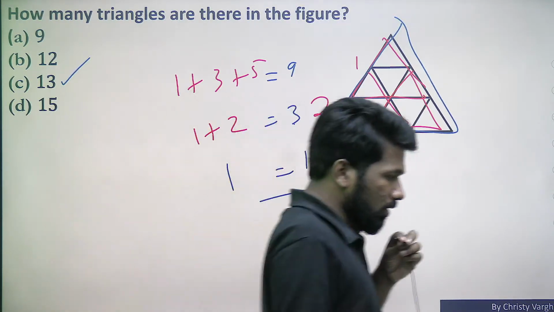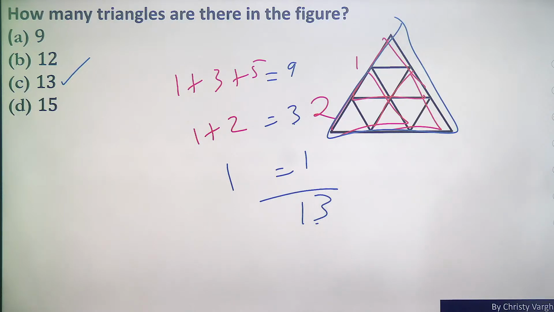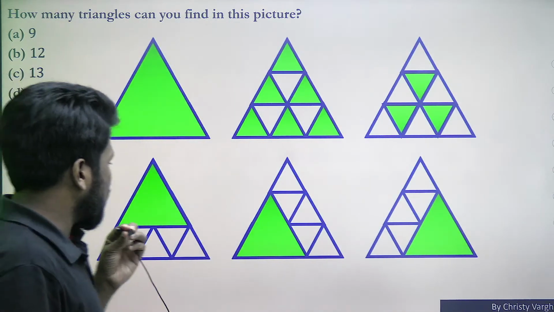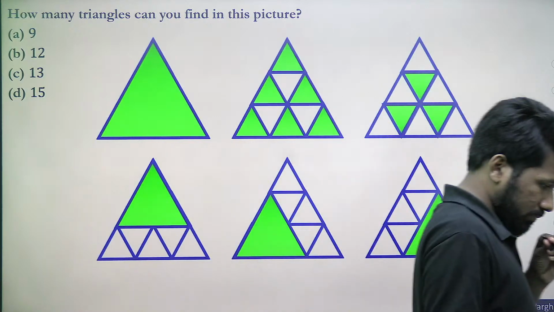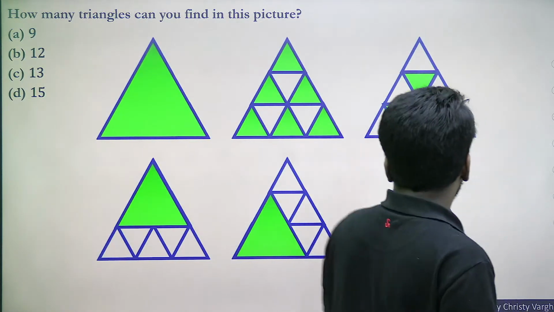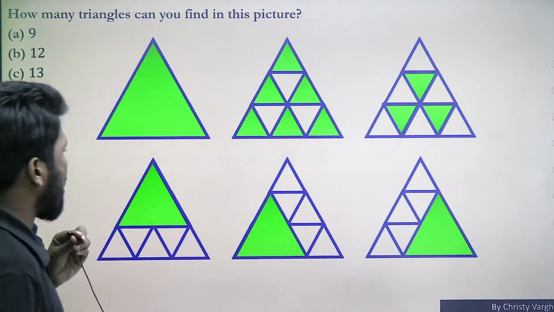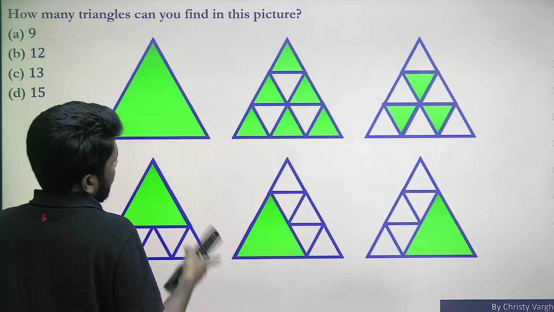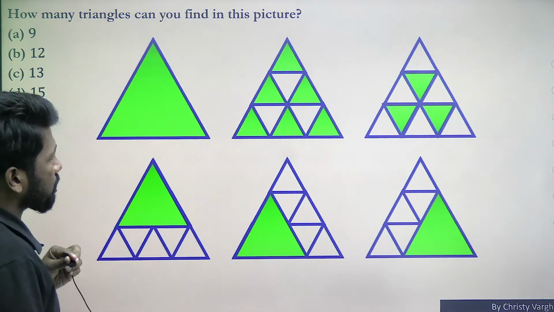Option C, 13. Did you all understand this? Please respond. These are the 13 triangles. Check it out. Hope these images will help you out. 1 triangle, 2 row involved triangle and 3 row involved triangle.